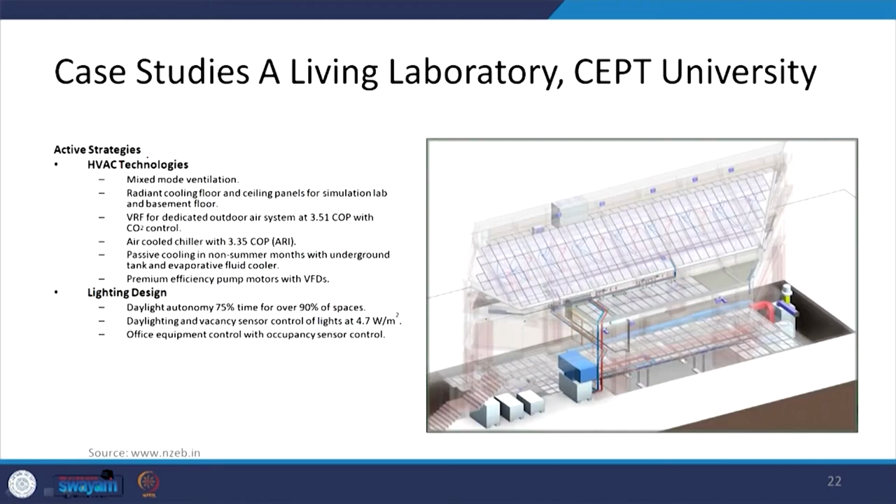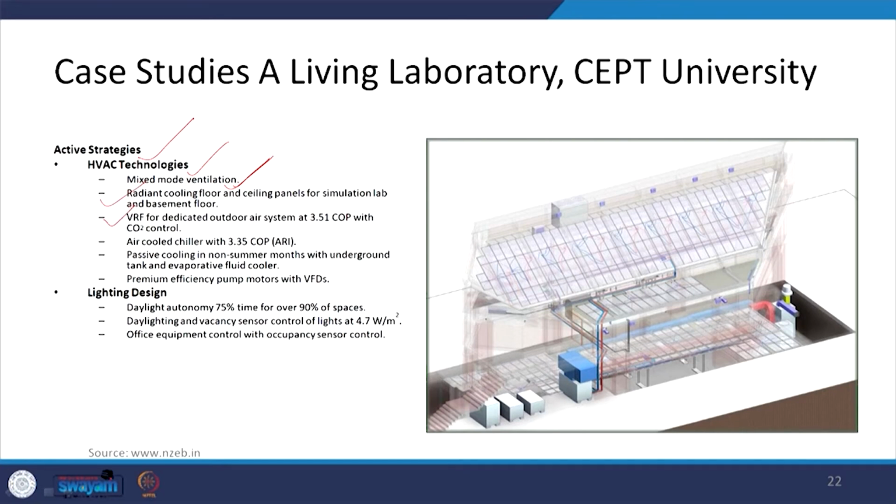The second was thinking about the active strategies. So, first one was HVAC, where instead of just air conditioning the entire building throughout the year, mixed mode ventilation was worked out, where during the comfortable seasons when the outdoor temperatures and the environment are quite comfortable, mixed mode ventilation was implemented. In addition to that, radiant cooling floor and ceiling panels were added.